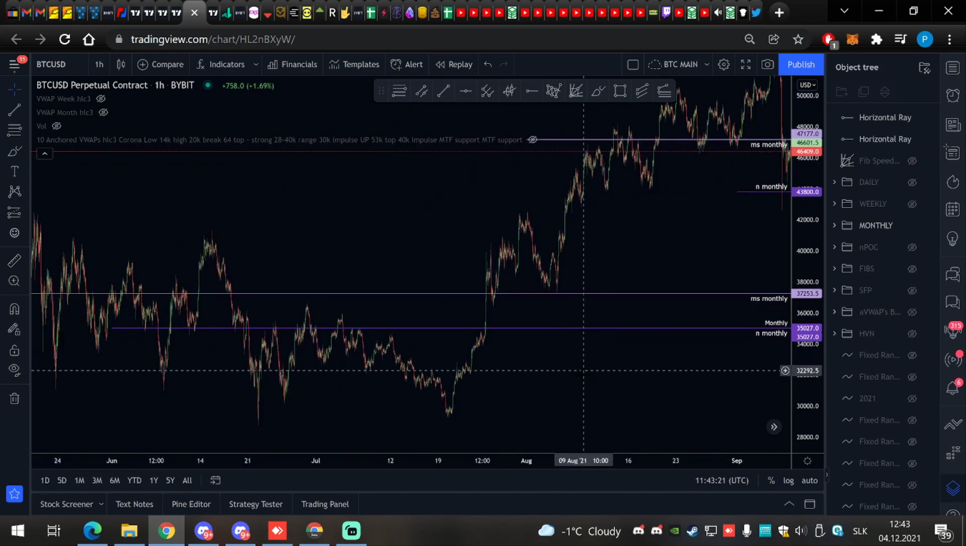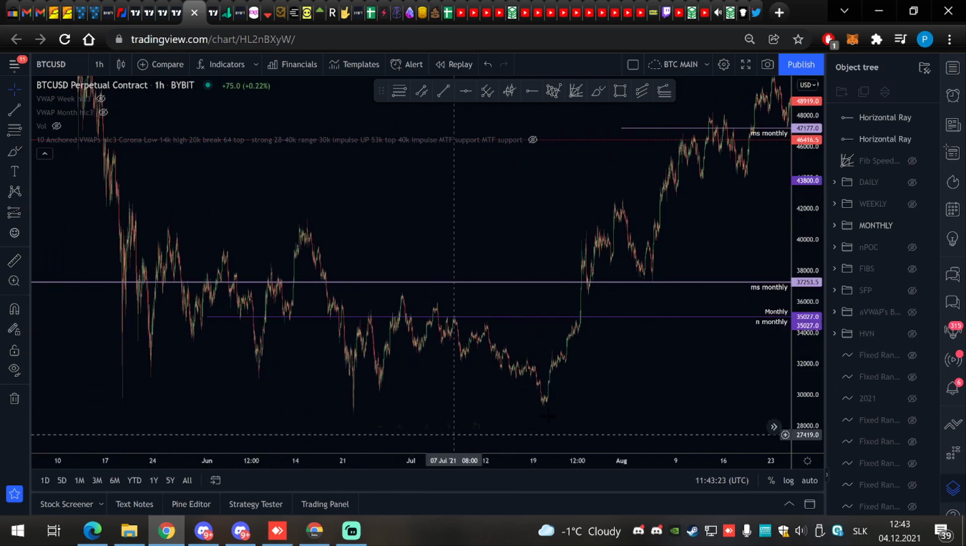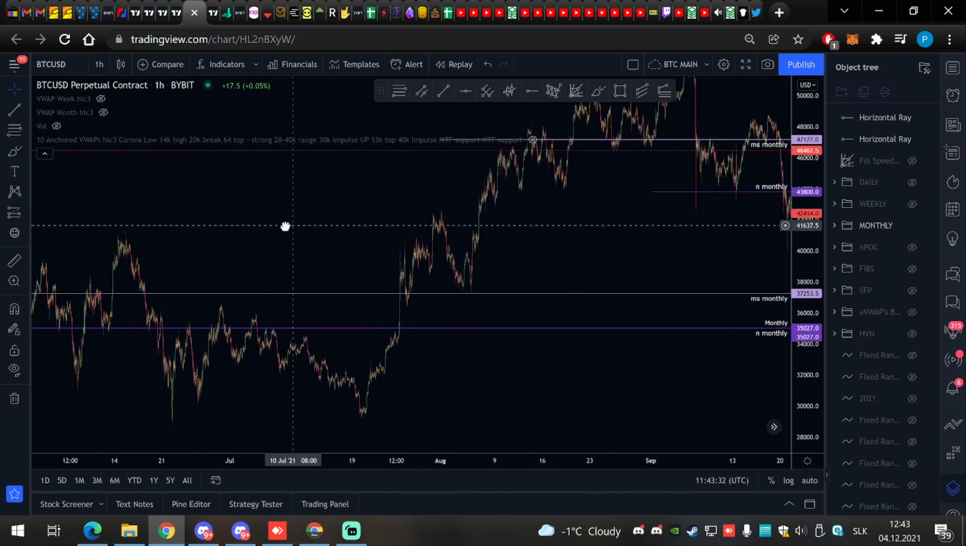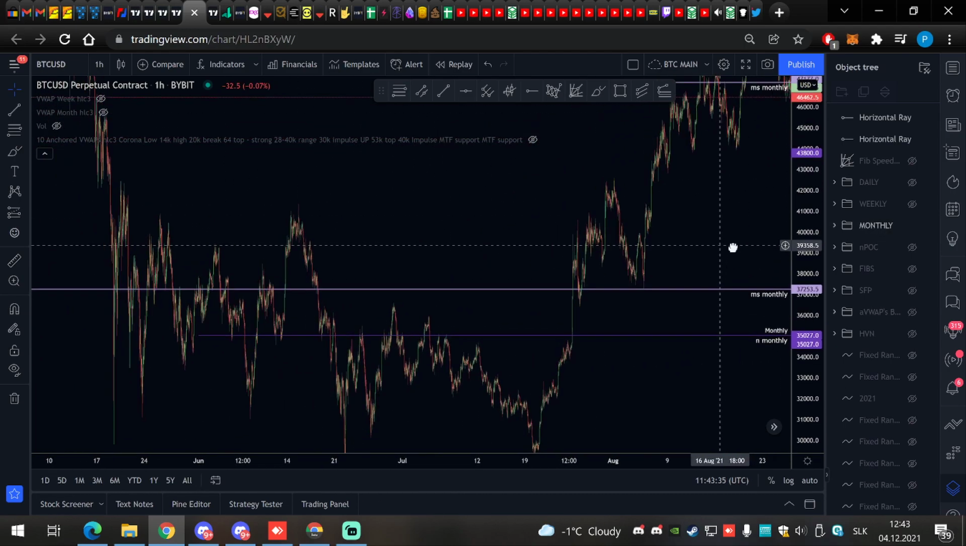There's a lot of levels here. This range was really a long range for us, and we've got plenty of levels from this. We have VAH from here, point of control and VAL, so we can utilize these levels. We know also market psychology is in play.